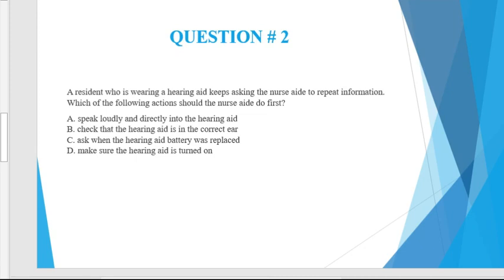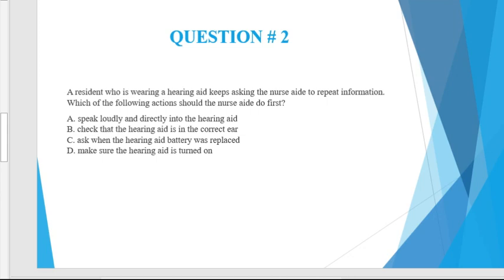Question number 2. A resident who is wearing a hearing aid keeps asking the nurse aide to repeat information. Which of the following actions should the nurse aide do first? What is the essence of a hearing aid? The hearing aid is used to hear better. So when your patient is not hearing better, even with the hearing aid, what do you think is going on? What will you do first?